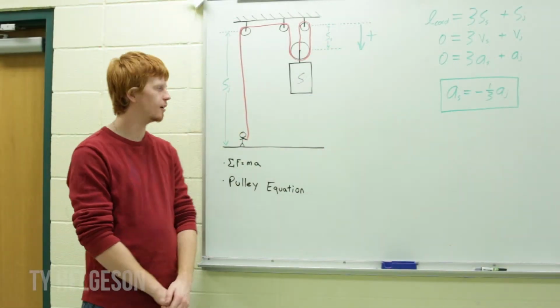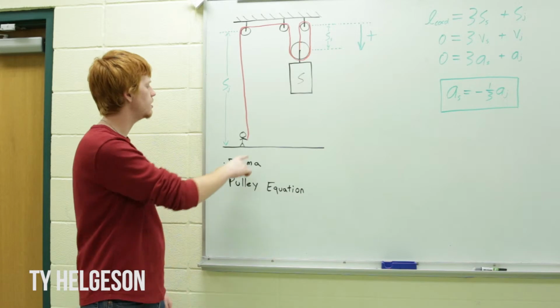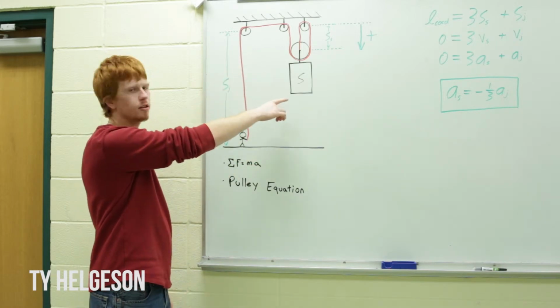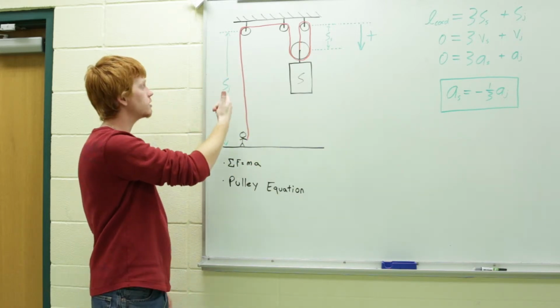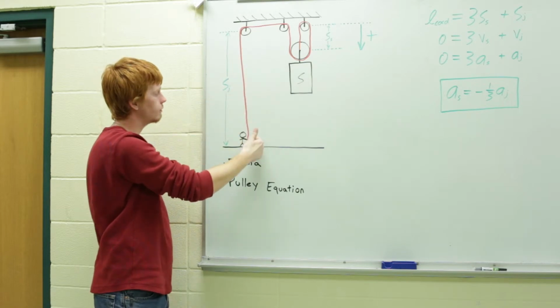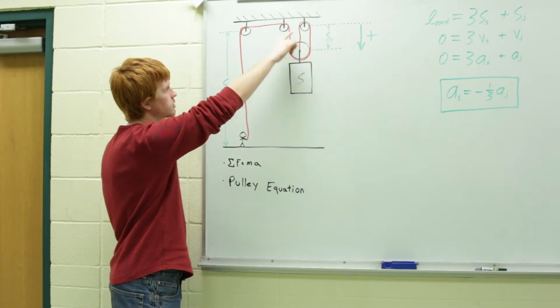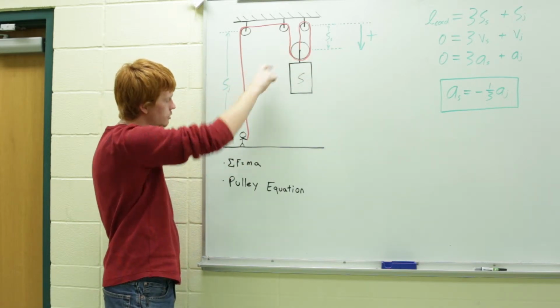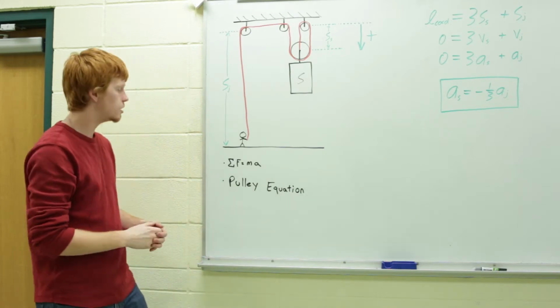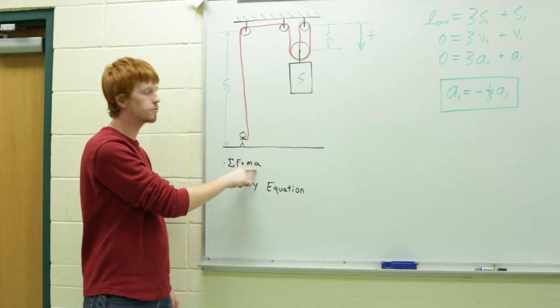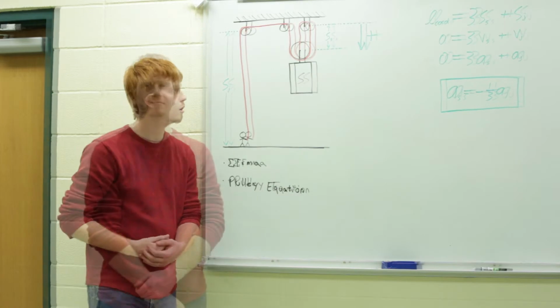My name is Ty, and here's our diagram. This is Indiana Jones, a series of pulleys, and here's our statue. SJ represents the length of the cord to Indiana Jones. SS is the length of the cord from here to the statue. To solve this problem, we're going to need our force equals mass times acceleration and our pulley equation.